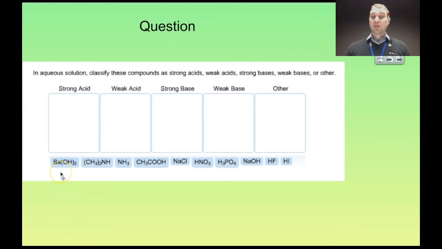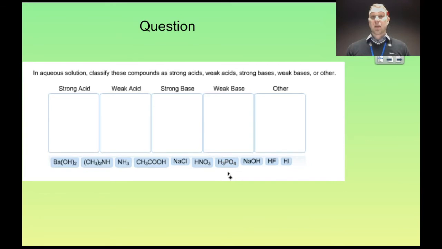So barium hydroxide is a hydroxide, so that's a strong base. This amine, all amines are weak bases, so that's a weak base. Acetic acid, ethanoic acid, is a weak acid. It only partially ionizes in solution. Nitric acid is a strong acid. It completely ionizes in solution to produce hydrogen ions and nitrate ions.